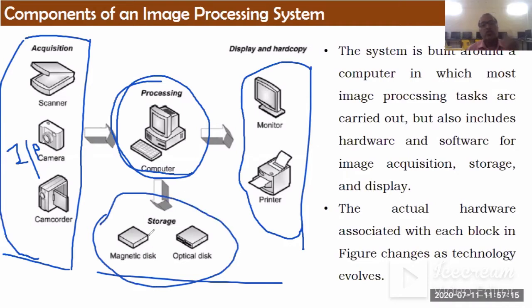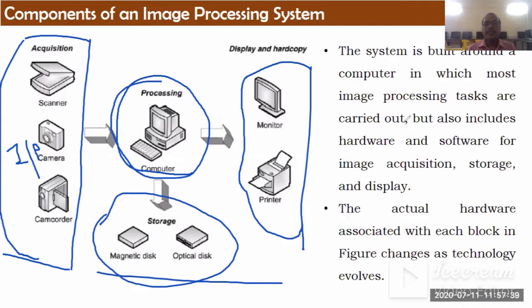Storage means to store the image, for temporary purposes or for permanent purposes. So these are the three basic types of devices, or the basic groups of devices, which are used for image processing. The center of the processing is the computer. There are some devices which are input, some devices which are output, and some devices which are used for storage.